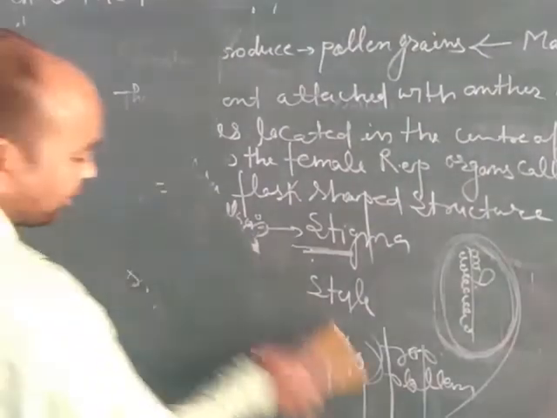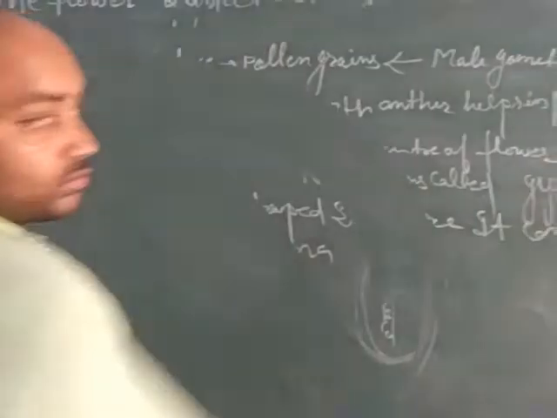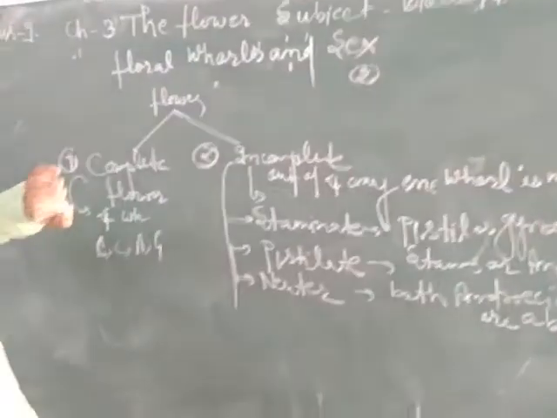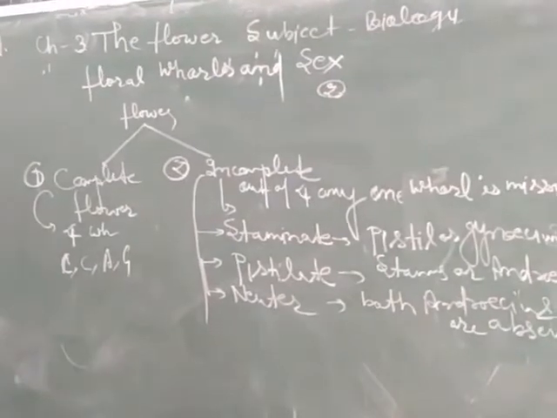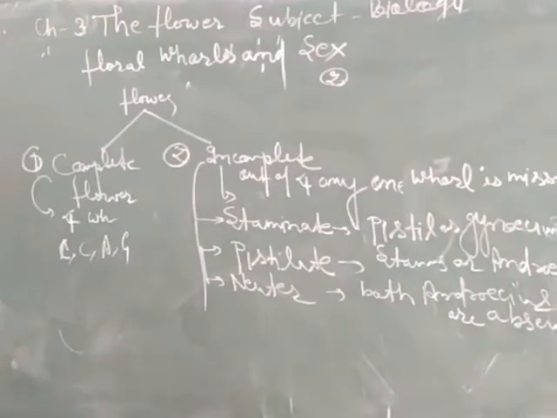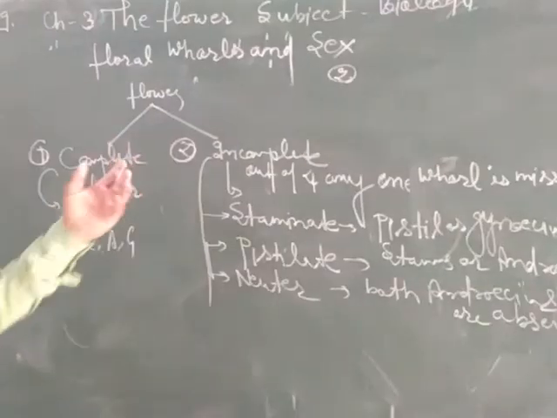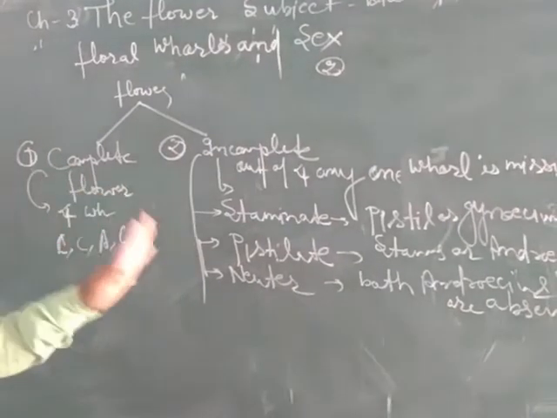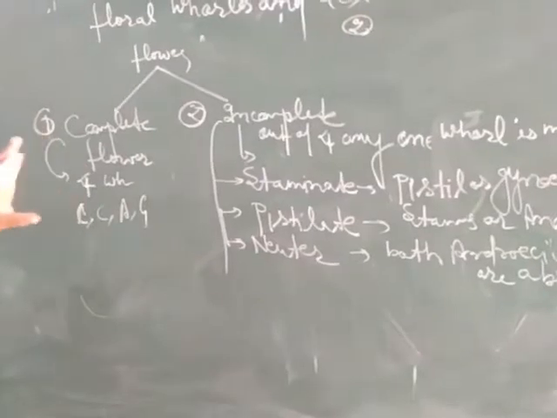Now we will discuss floral whorls and sex. The next topic of this chapter is floral whorls. Dear students, depending upon the presence of all four whorls, calyx, corolla, androecium and gynoecium, which are the four whorls of a flower, flowers can be classified into different categories.